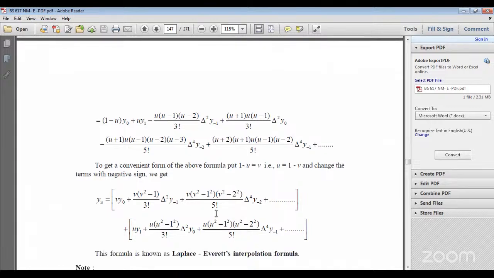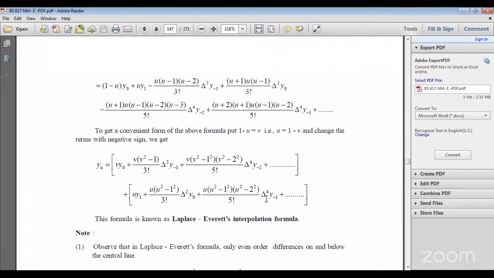So this is a simplification of what we are doing here: minus u plus 1, u into u minus 1, u minus 2 by 5 factorial del power 4 y minus 2, u plus 2, u plus 1, u into u minus 1, u minus 2 by 5 factorial del power 4 y minus 1. To get convenience from the formula, 1 minus u is equal to v, and changing the terms with the negative sign, v y naught is equal to v into v square minus 1 by 3 factorial del square y minus 1, v into v square minus 1 square, v square minus 2 square by 5 factorial del 4 y minus 2.